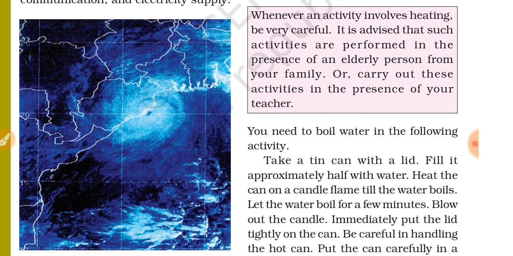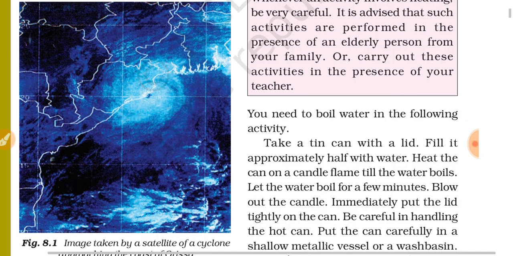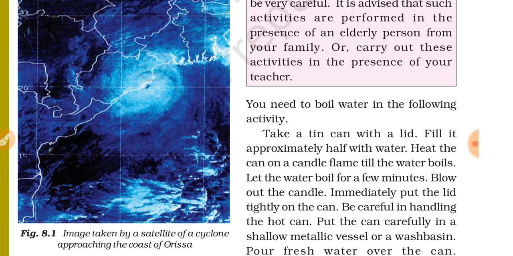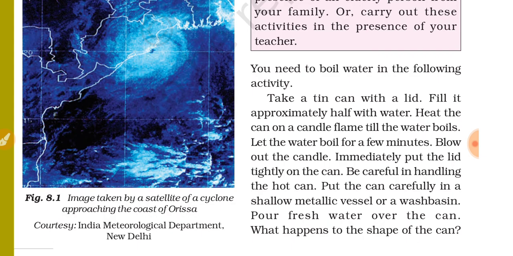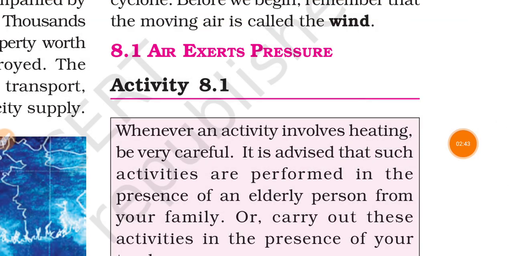This is an image taken by satellites of a cyclone approaching the coast of Odisha. You can see in this figure the cyclone where it is occurring. This is taken from the Indian Meteorological Department, New Delhi. So the first thing you have to know is that air exerts pressure. Okay, air exerts pressure. How to know?